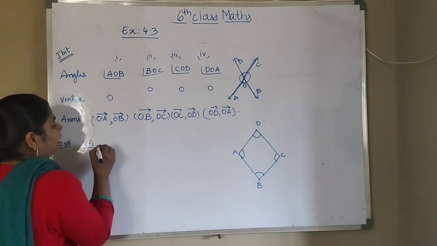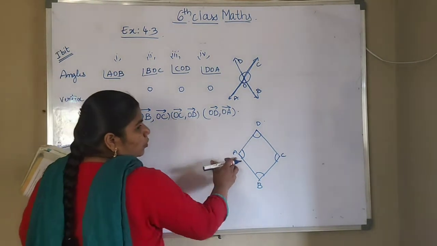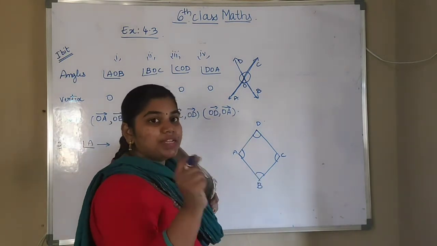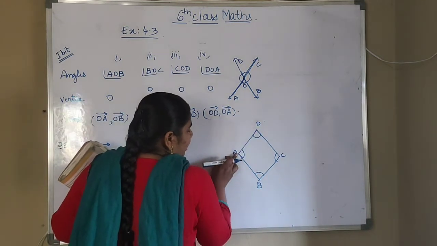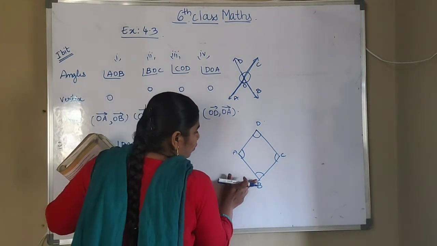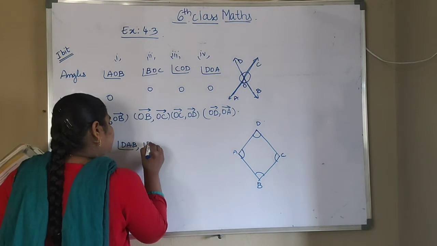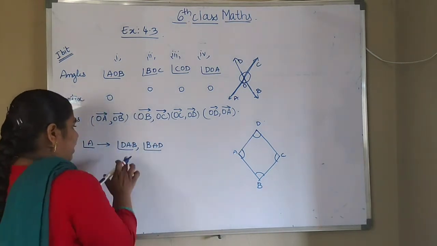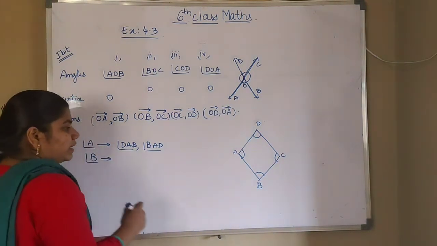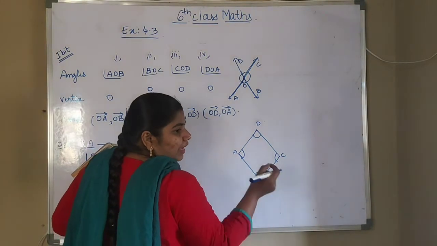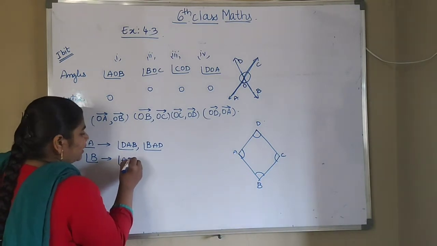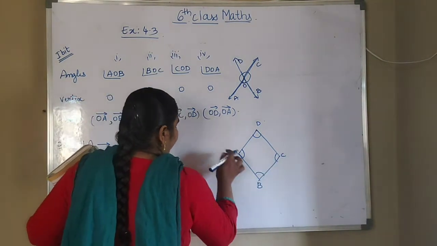So first is angle A. Angle A can be written in the form of, how will you write in the form of three alphabets? Always the angle A should lie in the middle. That means we can write in the form of DAB. And also we can write in the form of BAD. Okay. So middle alphabet belongs to angle. Okay. Next is angle B. How to write the angle B? Always the angle should lie in the middle. That means we can write ABC. Angle ABC. And we can write CBA.